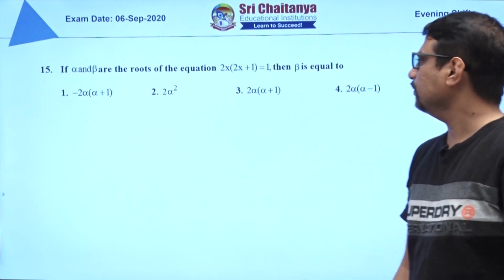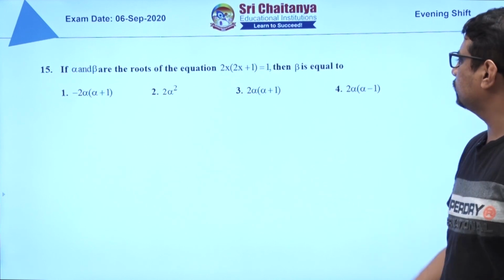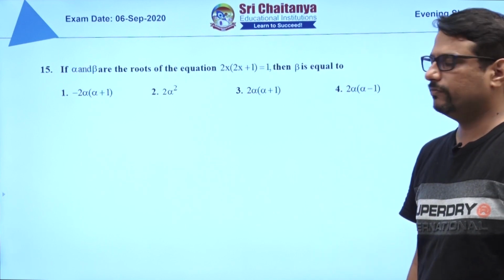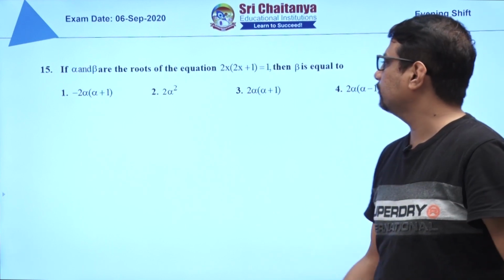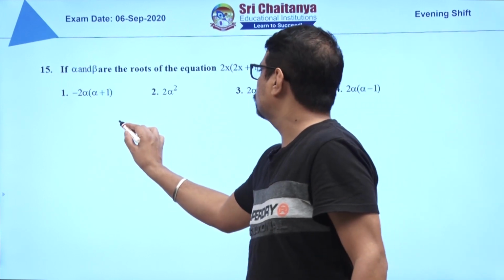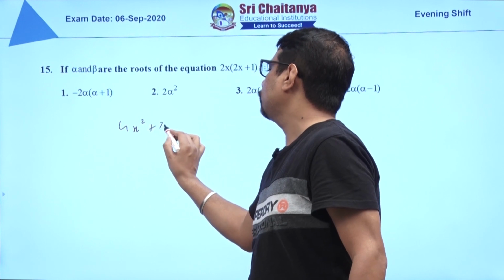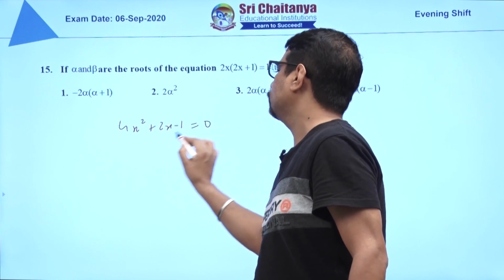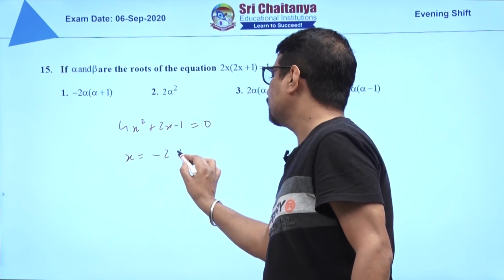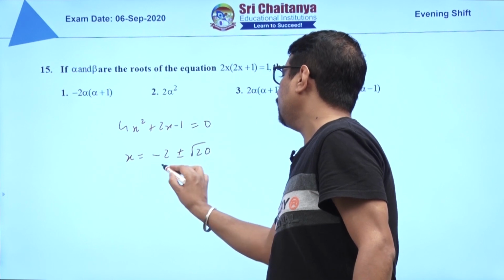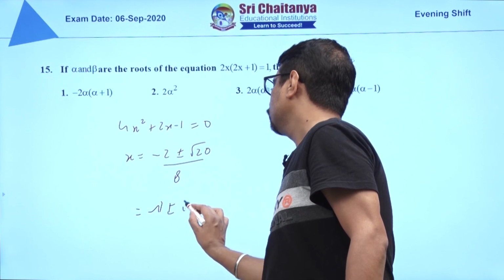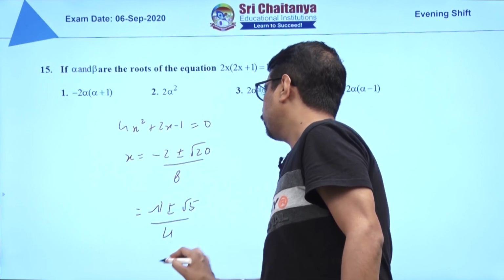Next question, 15th. Here alpha and beta are the roots of this equation, and you have to write beta in terms of alpha. This is a tricky question, not very simple, because generally we start with alpha plus beta is this and alpha into beta is this. This will not help here. What is given, if you observe, is 4x square plus 2x minus 1 is equal to 0. First find the roots. Roots are minus 2 plus or minus root 20 by 8, which is minus 1 plus or minus root 5 by 4.